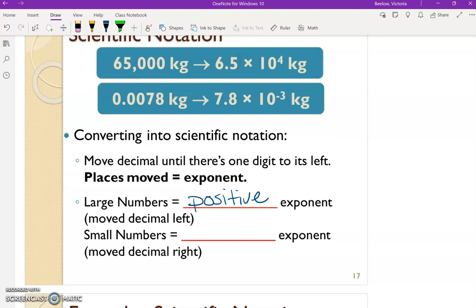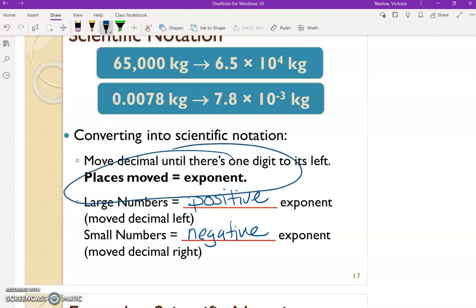Versus if you're dealing with really small numbers, so let's say 0.0078, that exponent is going to be negative. Okay, so when you're dealing with really, really small numbers. And I will explain moving the decimal to the left and to the right when I do the examples on the next slide, excuse me.